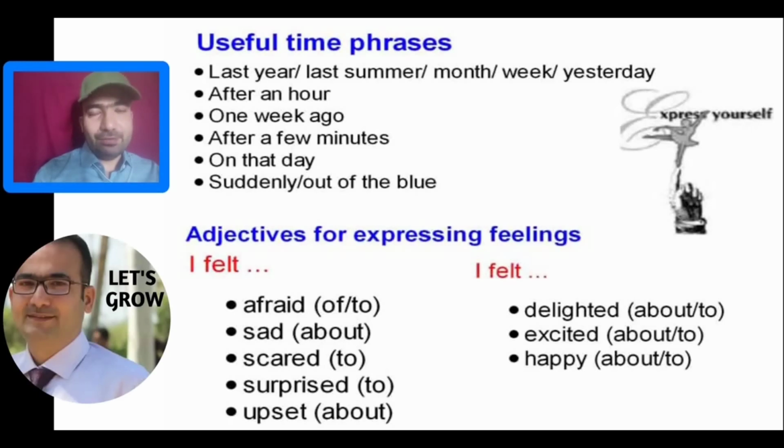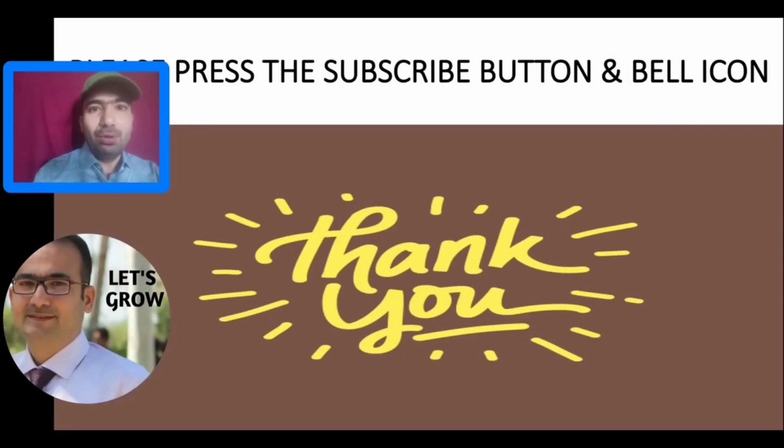Here are useful time phrases which you can use to make your narrative more natural: last year, last summer, last month, last week, yesterday, after an hour, one week ago, after a few minutes, on that day, suddenly, out of the blue. Now, adjectives for expressing feelings. I felt afraid, sad, scared, surprised, upset. I felt delighted, excited, happy. So use these adjectives to make your narration more natural and more attractive.